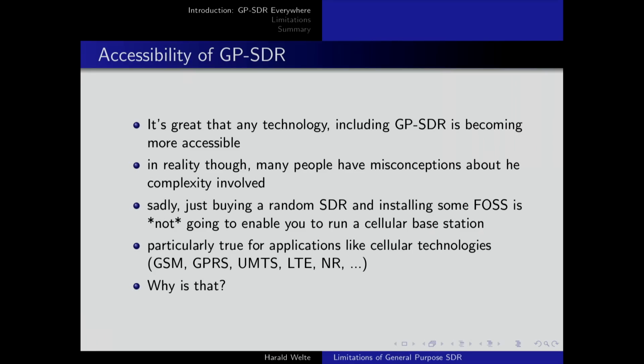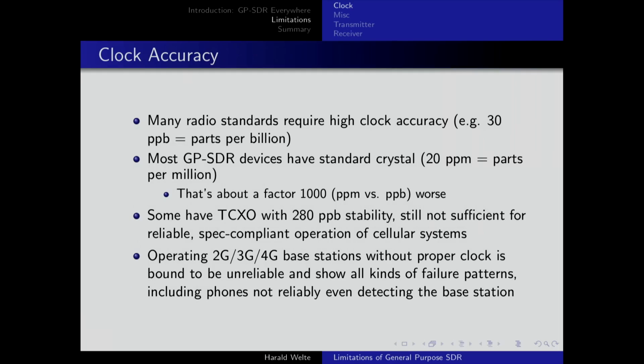And why is that the case? Well, there's many different topics. I'm going to start with a topic around clocks, or several different topics related to clocks. The cellular standards all have very strict requirements on the precision of the carrier clock. So if a base station is to transmit on a certain frequency, then it has to transmit on that frequency to a very high degree of accuracy.